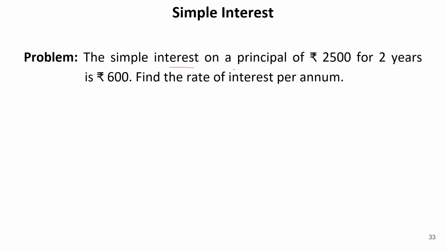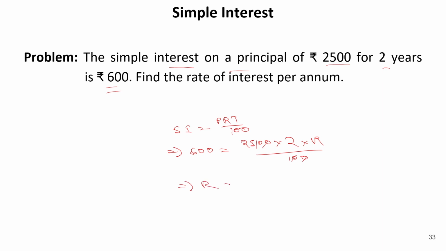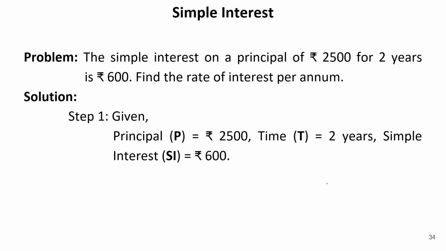So the simple interest on a principal amount of 2500 for 2 years is 600. So SI is equal to PRT by 100. So this implies that SI is given as 600 and P is given as 2500 into T is given as 2 and R is unknown here. So by 100, right? So cancelling these 2 zeros, what we are left with is R is equal to 600 by 50. So this will be equal to what? 12, right? So 12% per annum is the correct answer here.